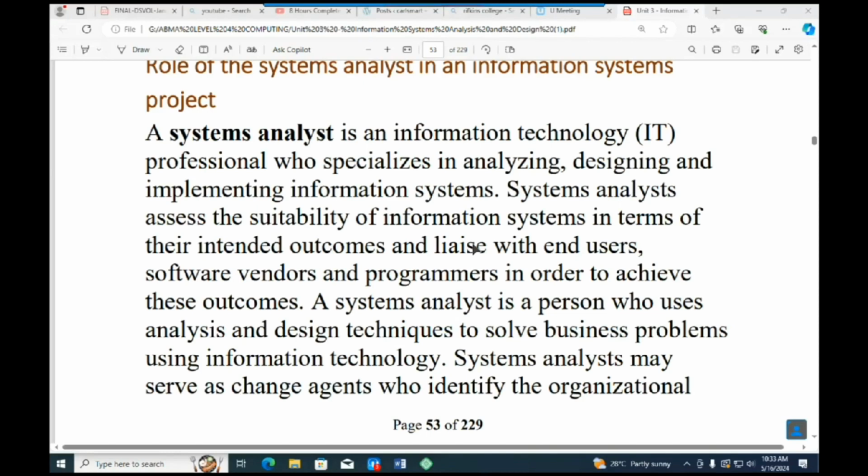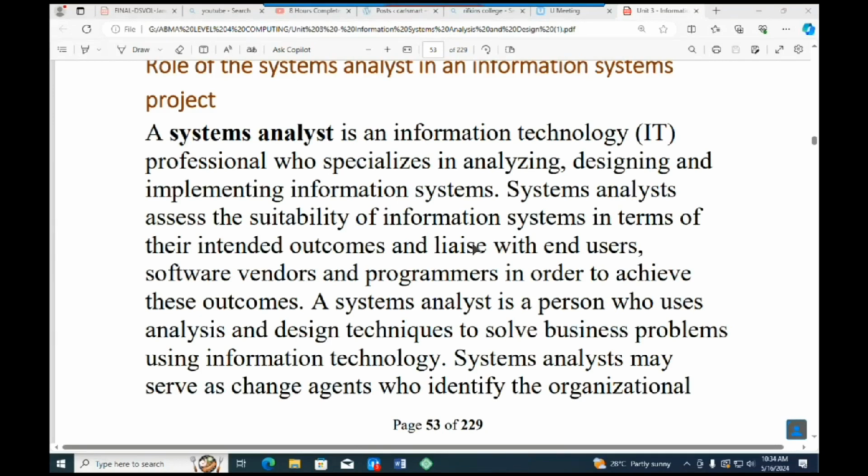And he will also liaise with the end users of the system, and not just the end users. He is also going to liaise with the software vendors and even the programmers of that particular system to make sure that the outcomes that are intended of that system are achieved. So he's a person who normally uses analysis and design techniques to solve business problems, of course, using information technology.